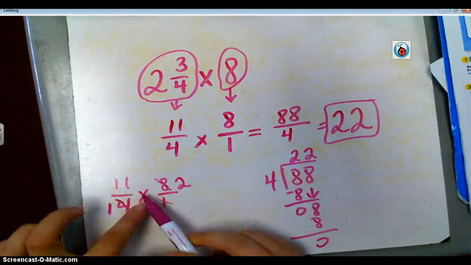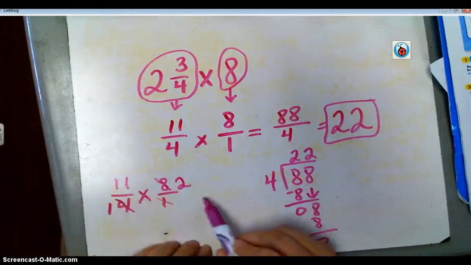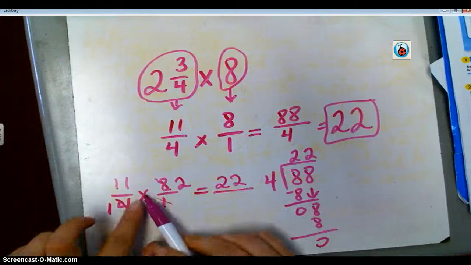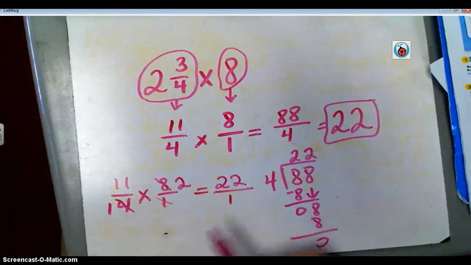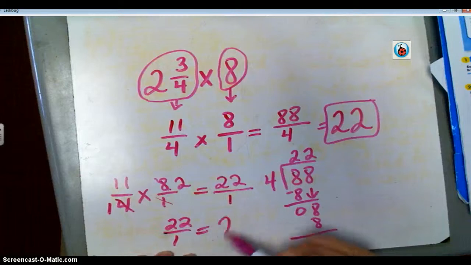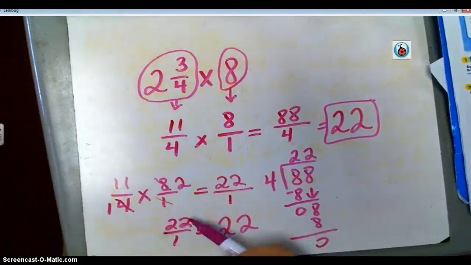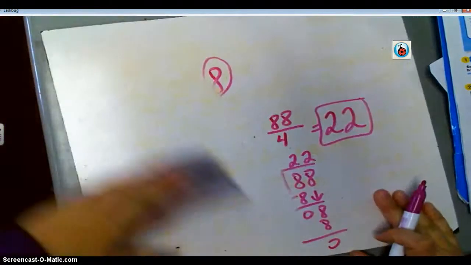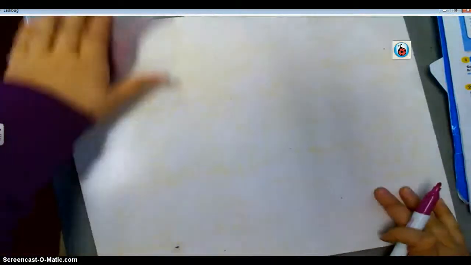So, 11 times 2 over 1. And what's 22 over 1? Just plain old 22, because 22 divided by 1 equals 22. Is that pretty simple? Alright, now you've multiplied one mixed number by a whole number.